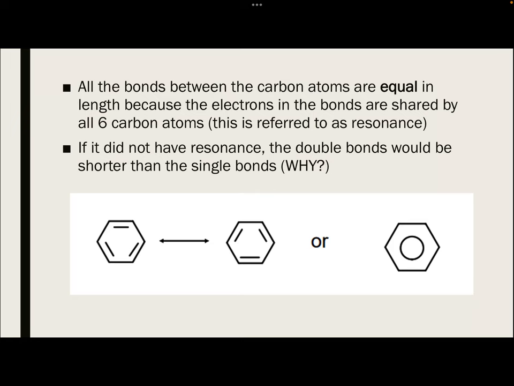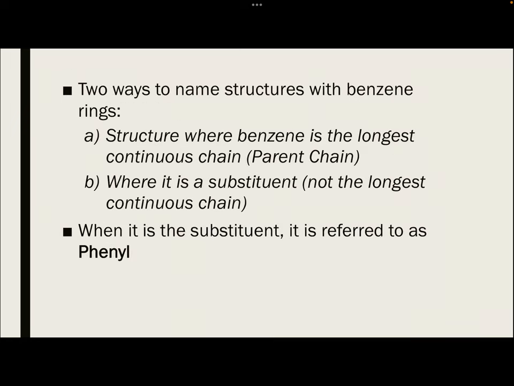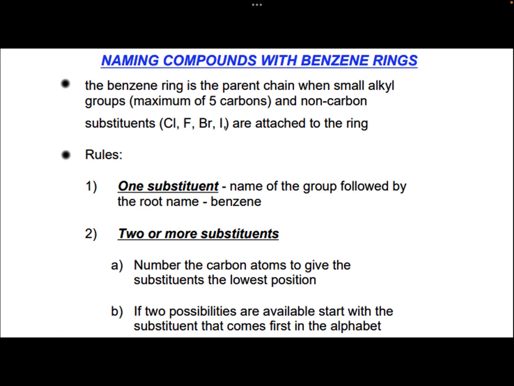And if we did not have resonance, the double bonds would be shorter than the single bonds, and the reason for that is because of stability. So 2 ways that we can name structures with benzene rings: one is where benzene is the longest continuous chain, which is known as the parent chain, the one we're most familiar with, but also where it is a substituent, and that is not the longest continuous chain that we had looked at. When it is a substituent, it is referred to as phenyl, and we're going to see this in our examples later on, so do recall this term.